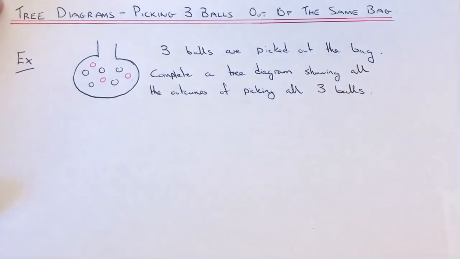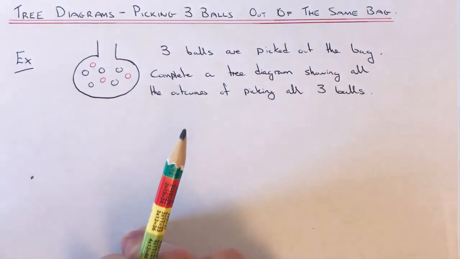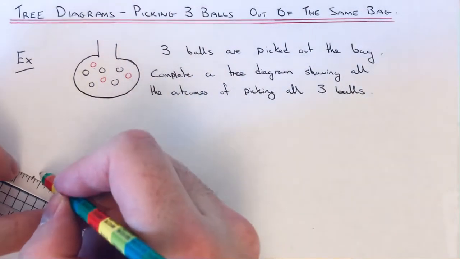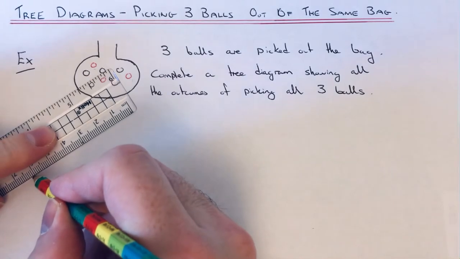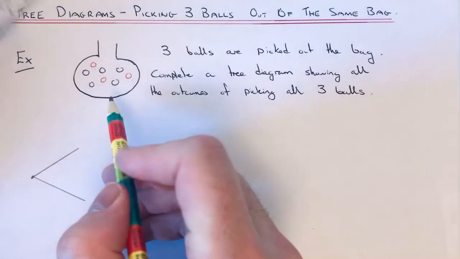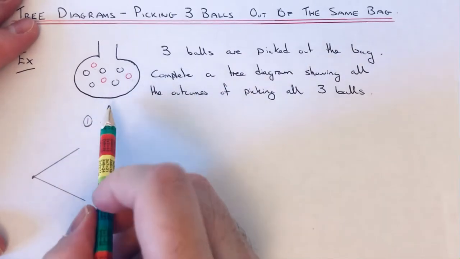So this is quite difficult to do. So we need to think carefully what the probabilities are for the second and third ball. So we need to give ourselves plenty of room on this. So I'm going to start over on the left-hand side. So I'm going to do my first two branches. Okay, so this is for my first ball that I'm picking.